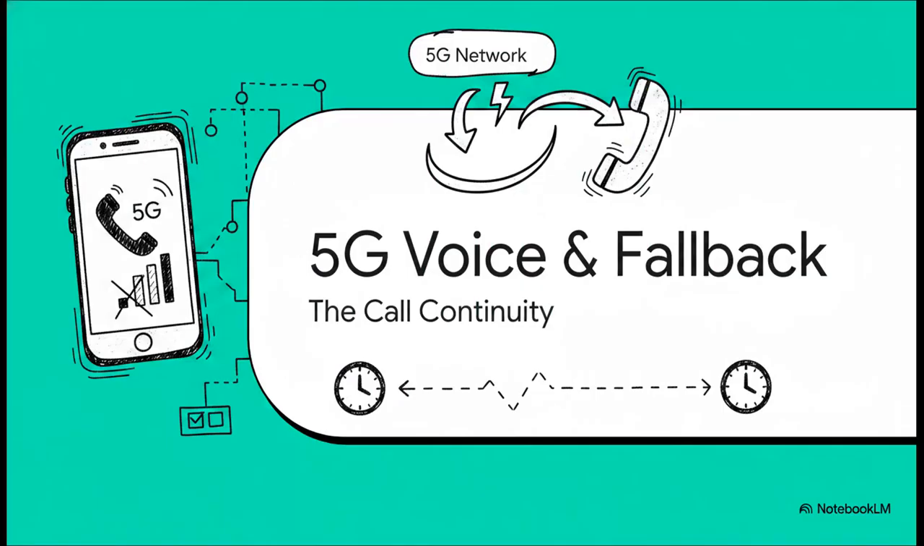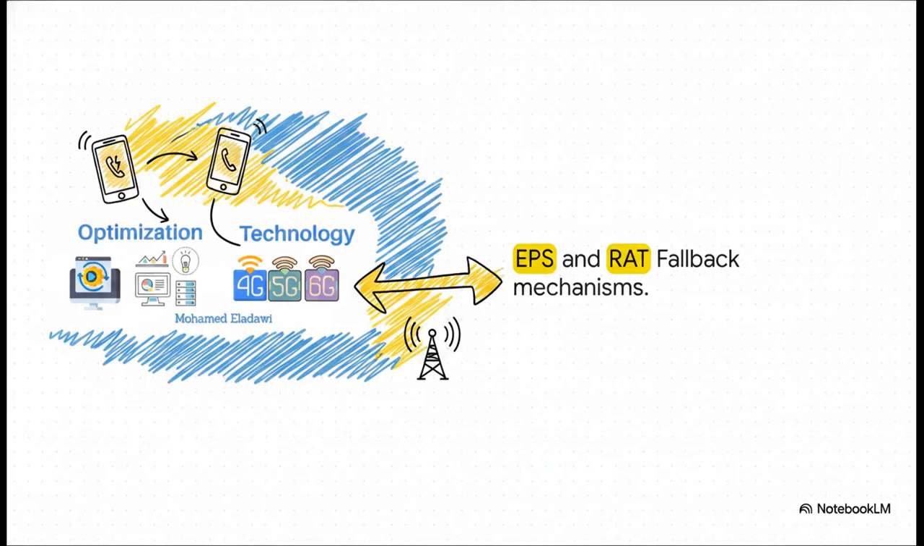Which brings us to Section 3, 5G voice and fallback, the call continuity problem. So what happens if you lock your phone to 5G only, but your carrier doesn't actually support Voice over New Radio, or VoNR? Well, traditionally, your phone calls would just break. No way around it. To prevent that absolute disaster, the network initiates a highly complex procedure known as EPS fallback. Essentially, the network has to rapidly shove your connection all the way back to the 4G core just so you can use standard Voice over LTE.